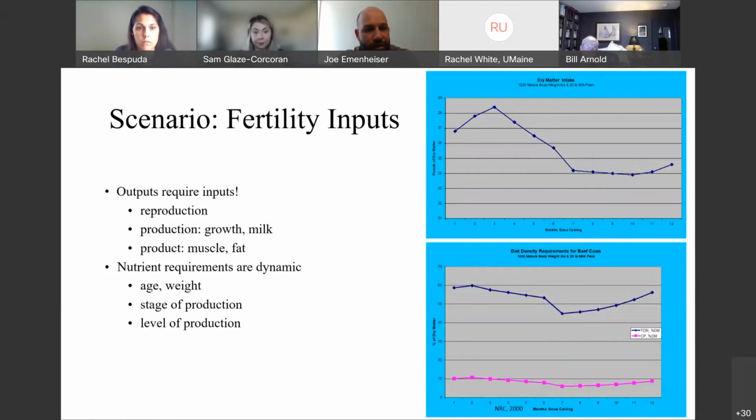So, again, to follow up on the idea that matter is neither created nor destroyed, and thinking about trying to produce livestock or livestock products off of a system, those outputs are going to require inputs.